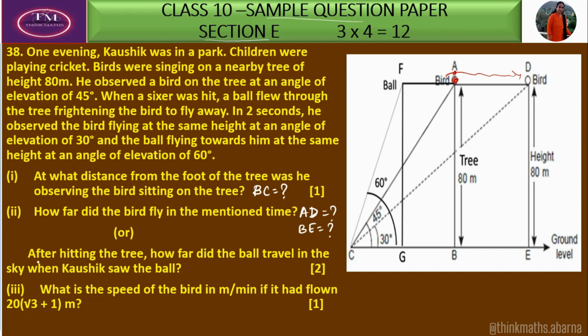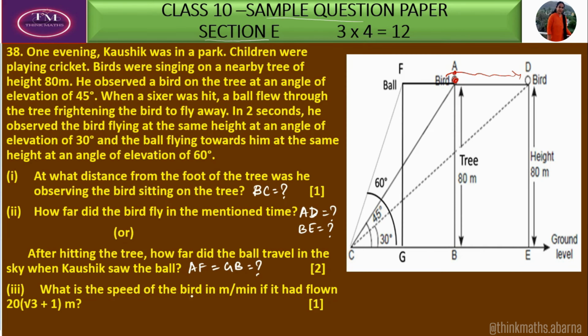Next choice part. After hitting the tree, how far did the ball travel in the sky when Kaushik saw the ball? So this ball from A, it traveled back. So it traveled back to AF. So this AF is equal to GB. So in the next part, we have to find out AF. So AF is equal to GB. We need to find out.